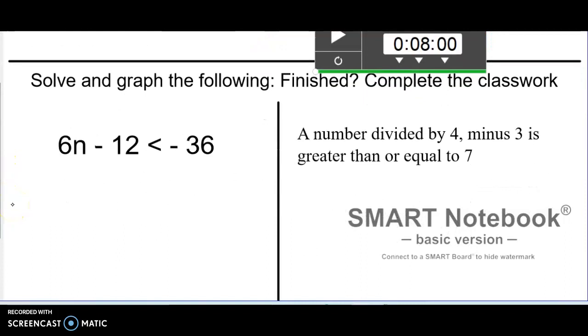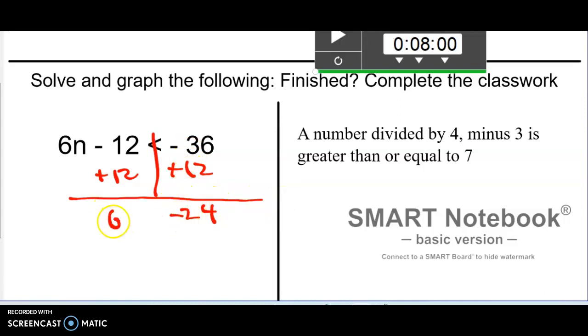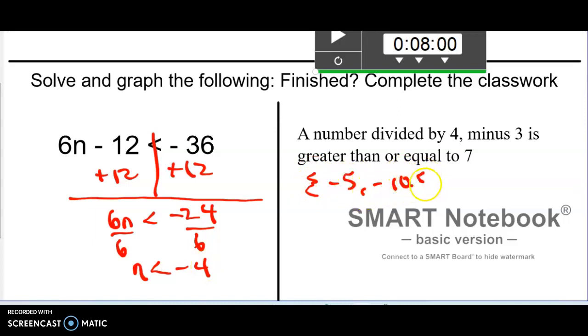Okay, so let's go ahead and take a quick look at this. So again, we know we're going to add 12 to both sides. If I add 12 to negative 36, I should get negative 24. I'm going to bring the 6x in and the less than sign. Divide both sides by 6. So a number is less than negative 4. The numbers that are less than negative 4 would be negative 5, negative 10.5, negative 25.